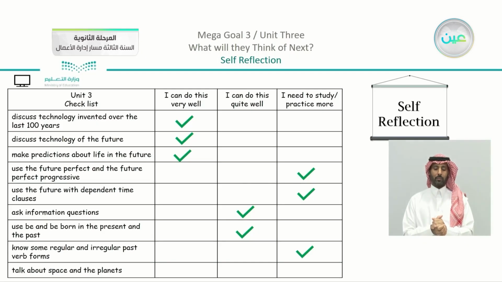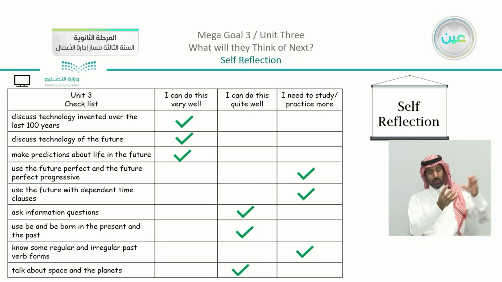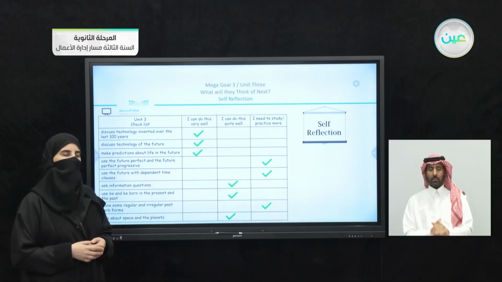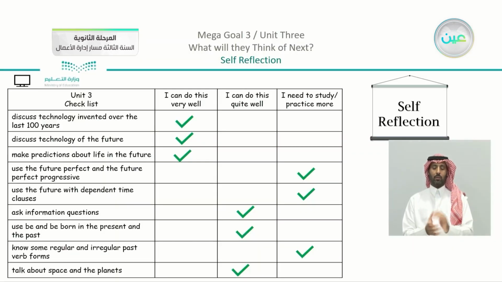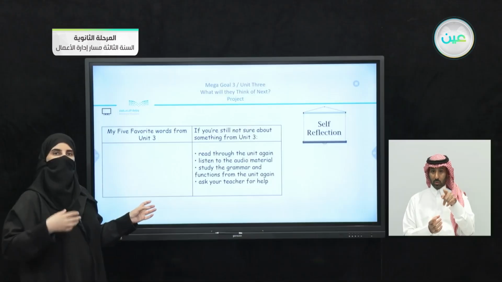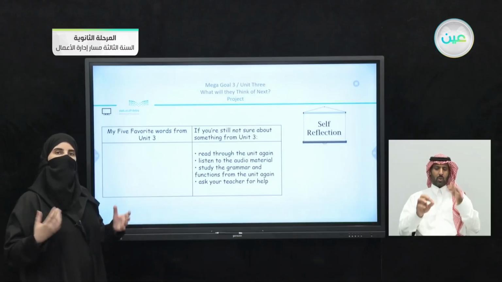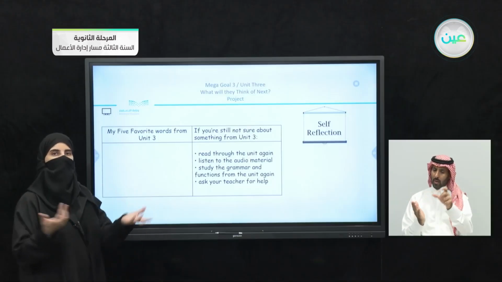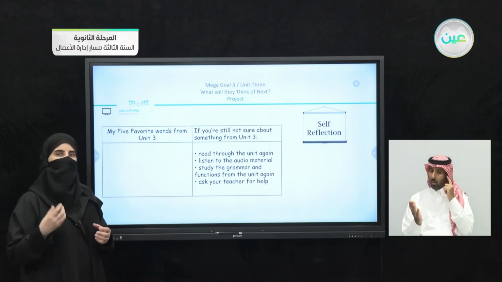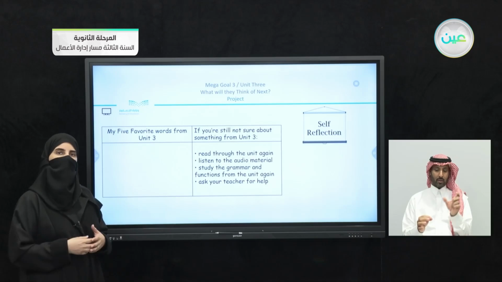We have at the very end: talk about space and the planets. Now, this is something that we can agree is very interesting and we can do quite well, inshallah. So we have here the table or the chart. You can write the 5 words that you found most interesting here, and you can choose wherever you want, from the vocabulary lessons, or even maybe the reading or conversation, or even the listening. So just choose your favorite words of the unit.